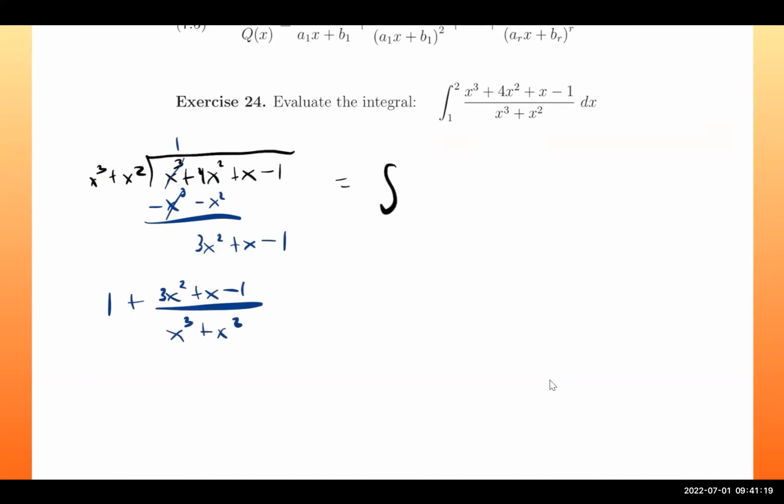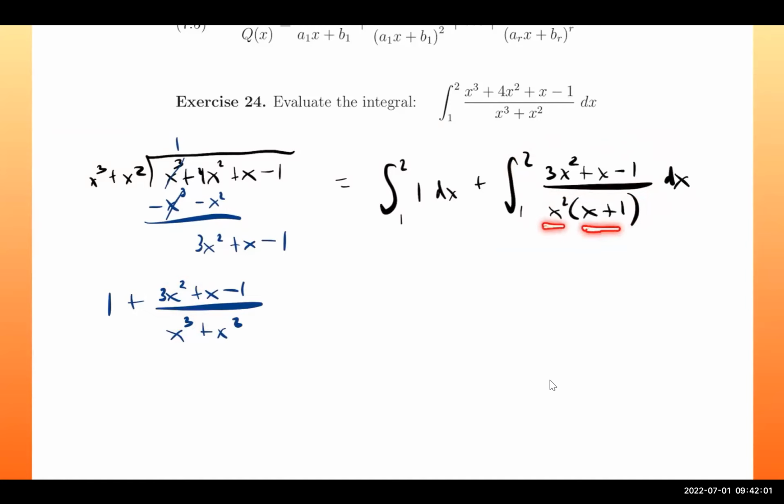And so that's going to allow us to rewrite our integral as 1 over 2. The first part is just 1 with respect to x. The second part will be this one. So that's going to be plus the integral from 1 to 2, and I'm going to write that as 3x squared plus x minus 1 over. I'm going to factor out the x squared, which will leave us with x squared times x plus 1 with respect to x. As you can see, the degree of the denominator is now higher than the degree of the numerator. So therefore, we don't need to do long division anymore. That's the way it should be.